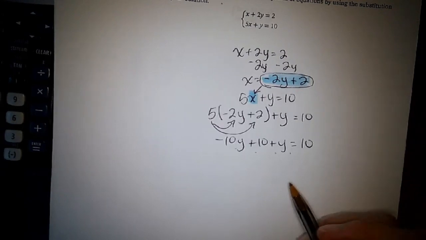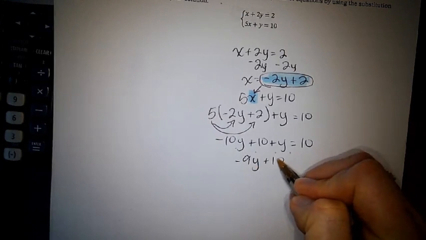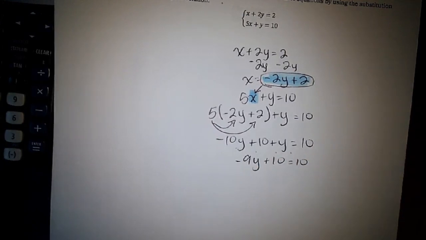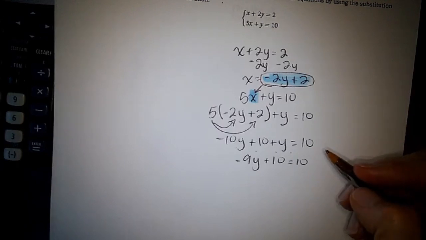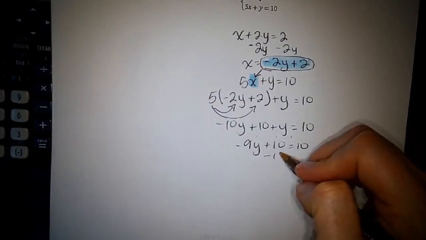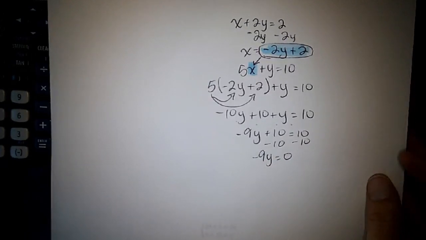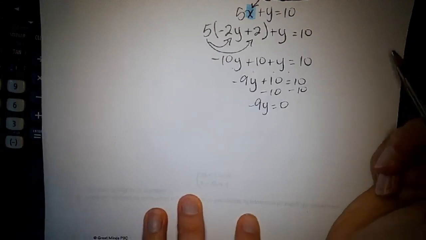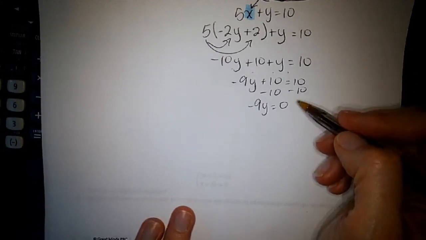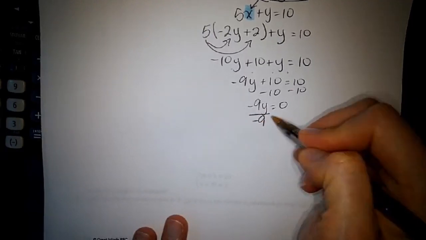Now we're going to solve for the value of y. So we're going to subtract 10. Then we're going to divide by negative 9. Okay, so y equals, what's 0 divided by negative 9? 0. So the value of y is 0.